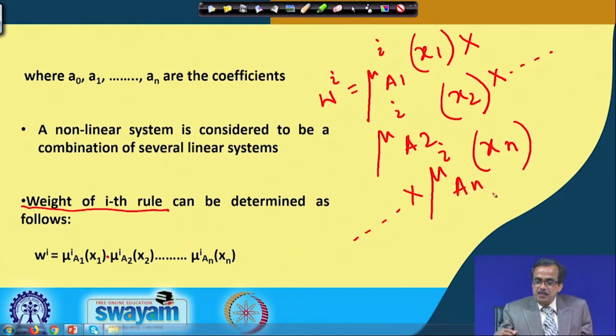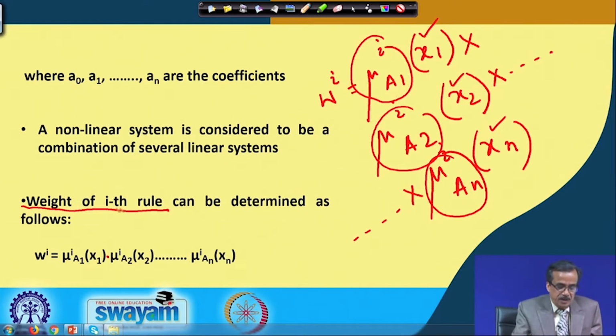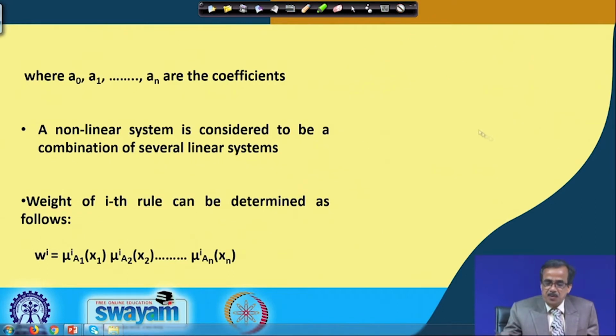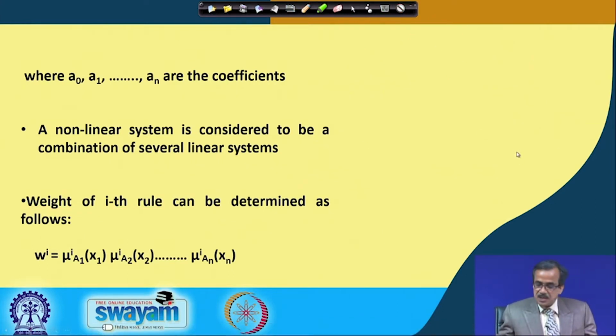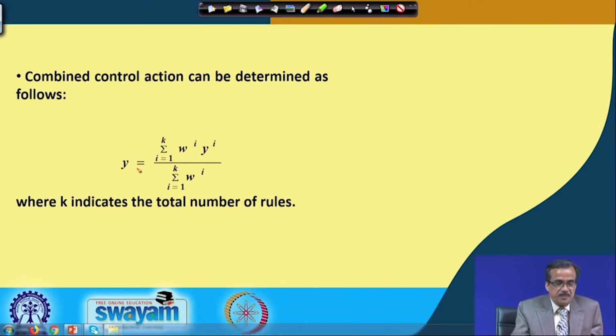So, here as if we are passing all the input parameters or the input variables like x 1, x 2 and x n, and we try to find out what should be the mu value, what should be the mu value, and what should be the mu value, and after that we multiply all the mu values, and that will be the weight of the ith rule. And once you have got this particular weight of the ith rule, next we can find out the output very easily using this particular expression.